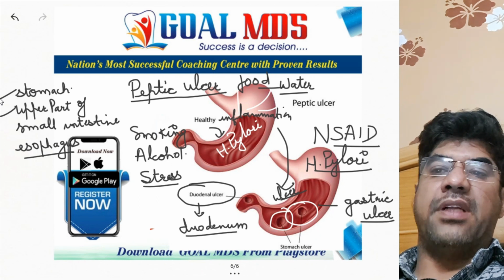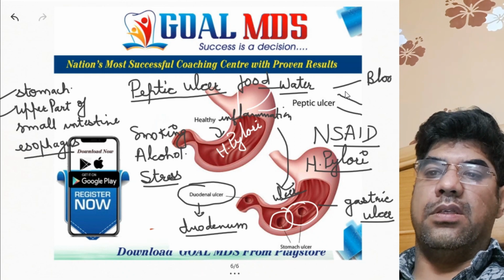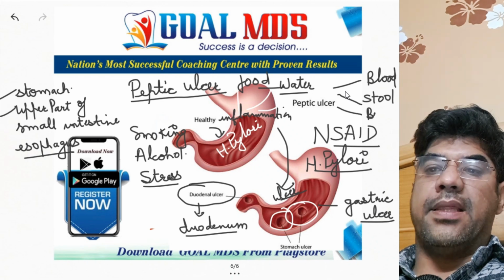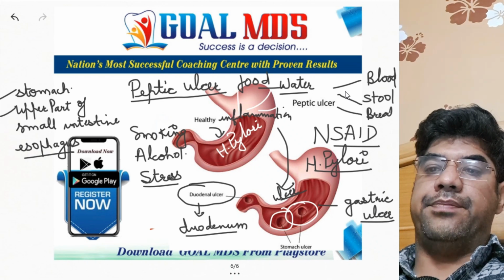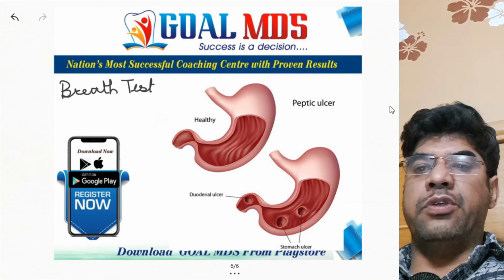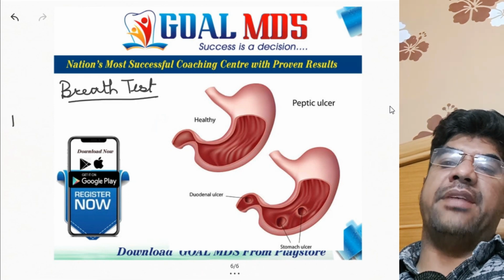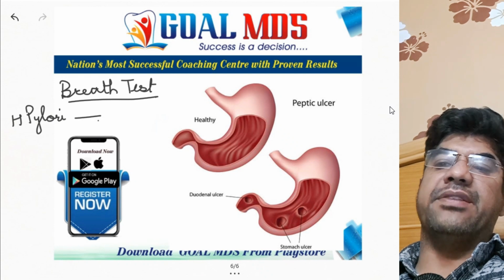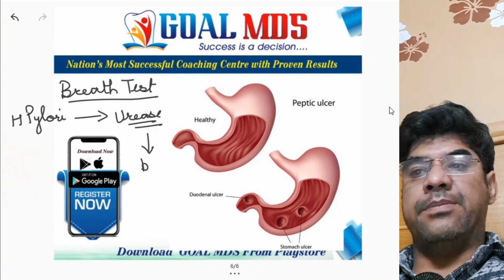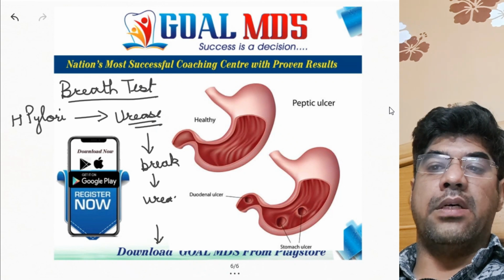So how can you diagnose this H. pylori? Through a blood, stool, or breath test. So what is this breath test? The H. pylori breath test is a non-invasive diagnostic test that is used to detect the presence of H. pylori bacteria in the stomach. The test is based upon the fact that H. pylori produces a specific enzyme. What is that enzyme? That is urease. This enzyme breaks down the urea in the stomach to produce carbon dioxide and ammonia.